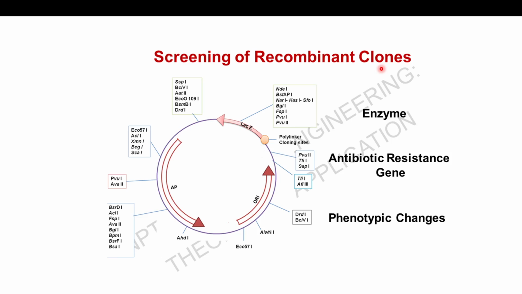Okay. So there can be enzymatic screens, there can be antibiotic resistance gene. I think we have talked about antibiotic resistance gene a lot. There can be some phenotypic changes. If you remember from the last tutorial session, we were talking about galactosidase enzyme or LAC reporter gene, or blue-white screening of bacterial cells. Okay, so enzyme, antibiotic resistance gene, or phenotypic changes.